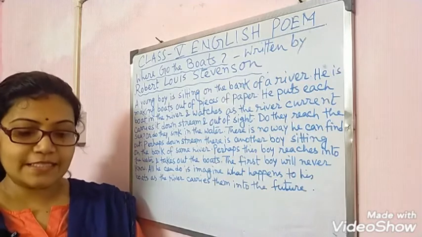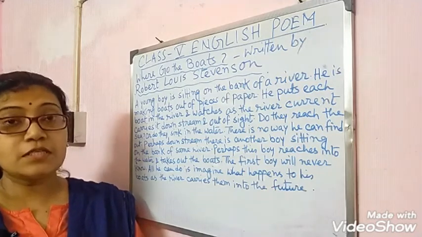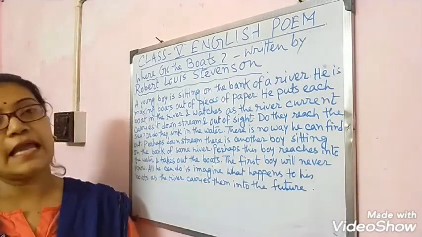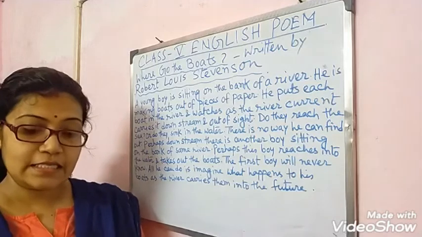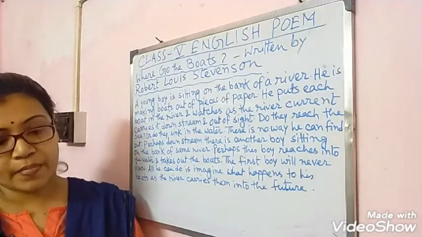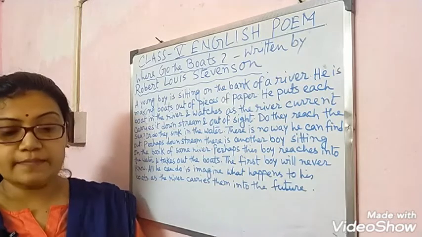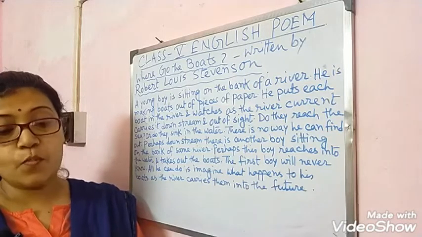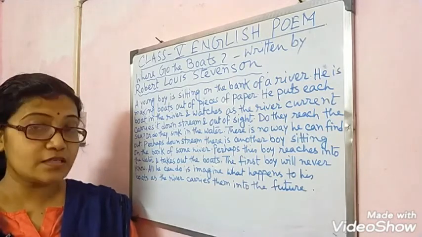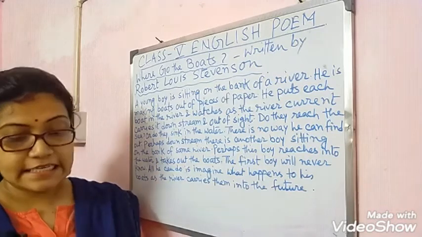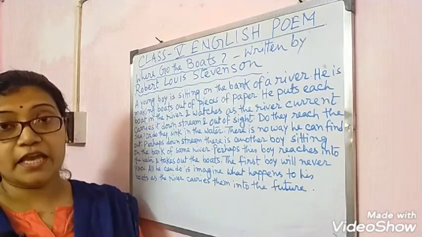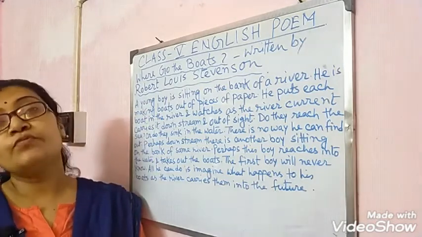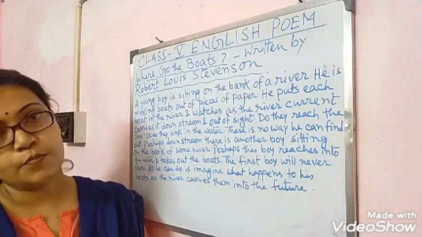Robert Louis Stevenson was a famous Scottish writer. He was born on 13th November 1850 and died in 1894. He wrote novels, poems and essays. He is best known for 4 of his most celebrated novels. What are they? Treasure Island, Kidnapped, The Strange Case of Dr. Jekyll, etc. So, now we are going to start this poem.